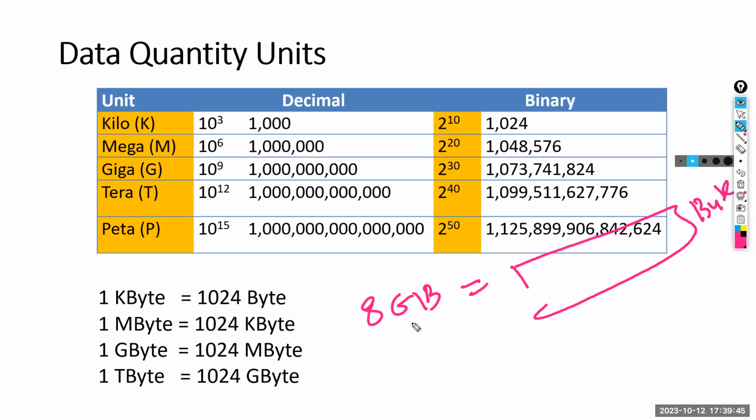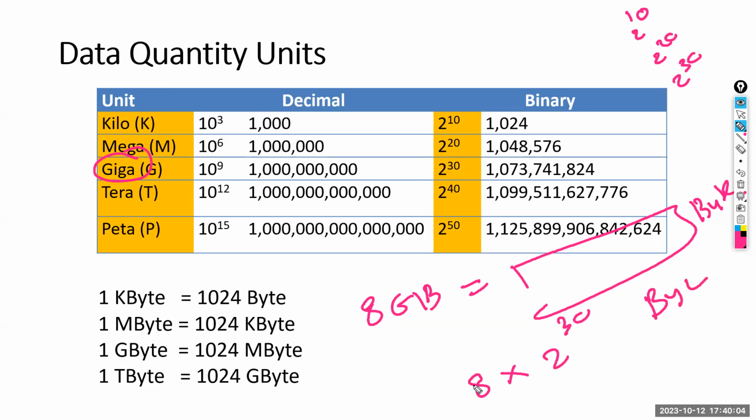So remember, anyone got the answer? Right. So 8 gigabyte means 8 into, remember, 2 to the power 10 is kilo, 2 to the power 20 is mega, 2 to the power 30 is giga. So therefore 8 into 2 to the power 30 byte. Or you can say 8 is 2 to the power 3, so it is 2 to the power 3 into 2 to the power 30 byte, and it is 2 to the power 33 byte. So my memory has 2 to the power 33 bytes of data that can be kept.